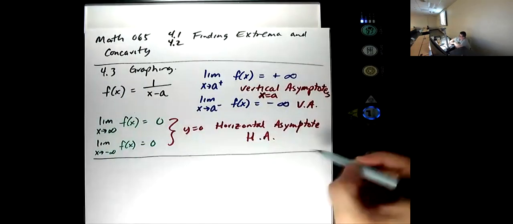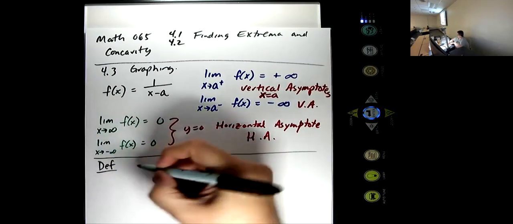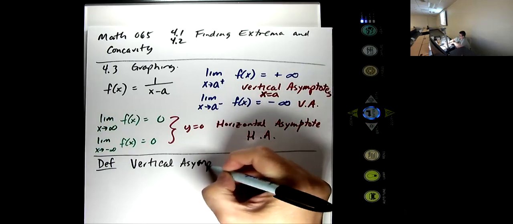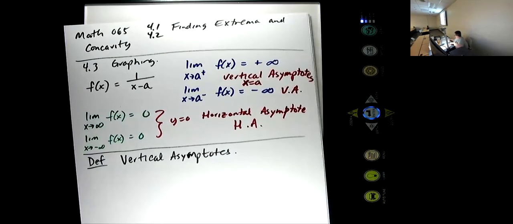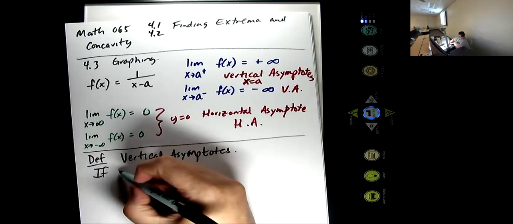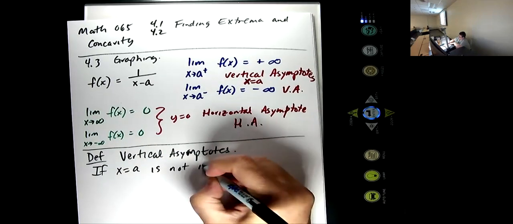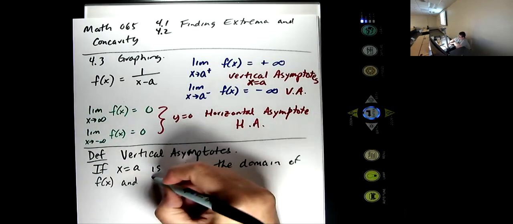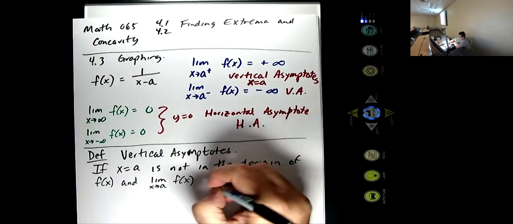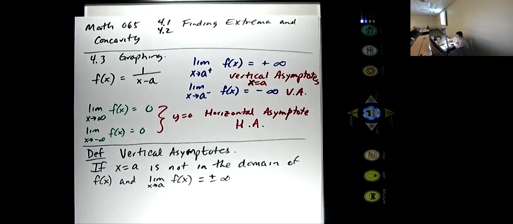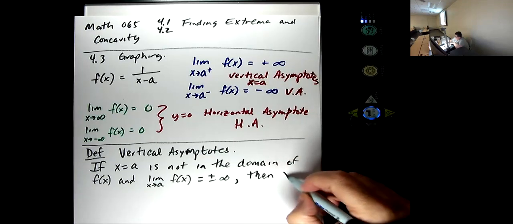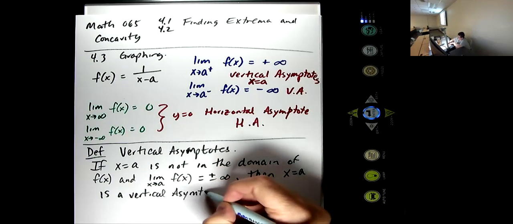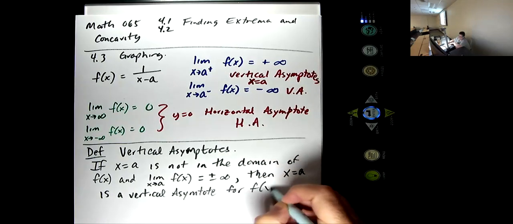So, those are ways of looking at the vertical asymptotes. So let's do some definitions. A vertical asymptote: if x equals a is not in the domain of f, and the limit as x approaches a of f of x is plus or minus infinity, then x equals a is a vertical asymptote of f of x.